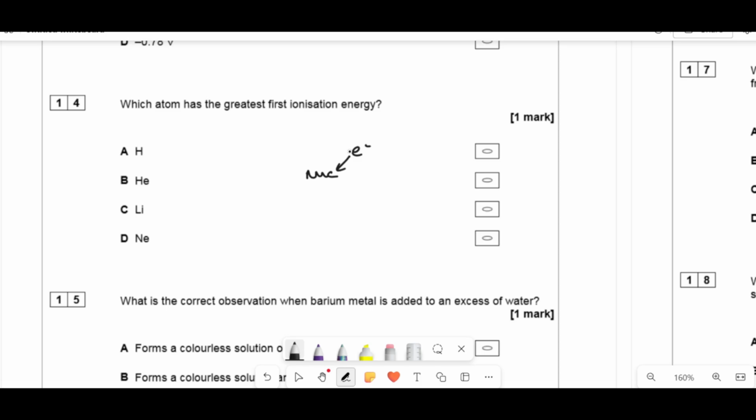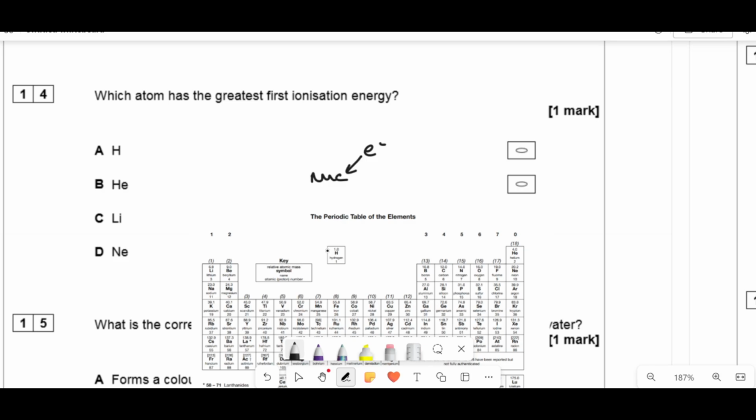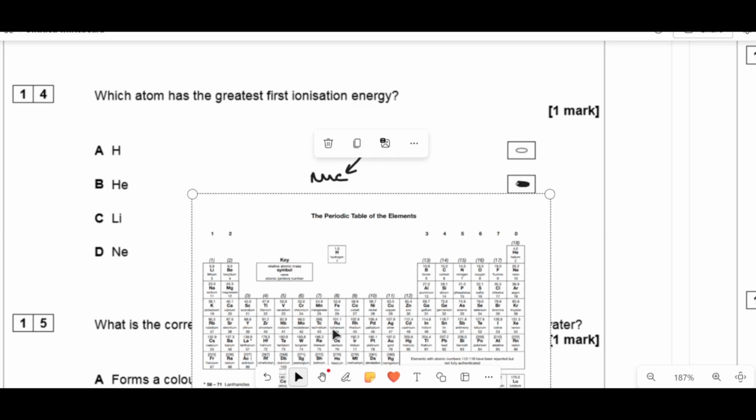So whatever this is going to be in the smallest period with the highest nuclear charge. If you have a look at the periodic table, in hydrogen we have 1 proton and 1 electron. Here we have 2 protons and 2 electrons. They're in the same period, so there's no extra shells and no shielding. However, the nuclear charge of this is higher because we have an extra proton. So that means it has to be helium. Lithium and neon are in the next shell, so there's some shielding immediately. So by that, it has to be helium.